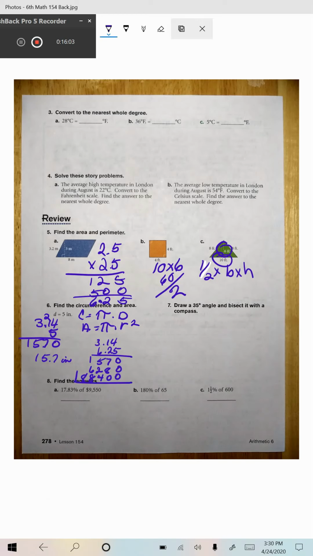Doesn't help that I write over problems. 10, 12, 10, and 4. Do I have to round this? No. 19.6250. Yep, I got it. They just don't write it like that. And that would be inches squared.